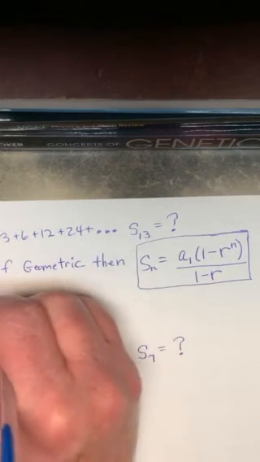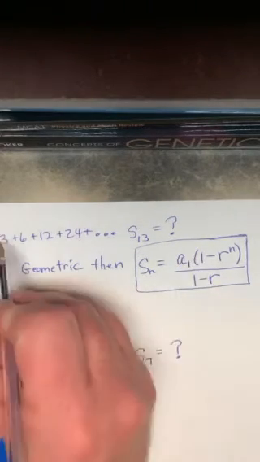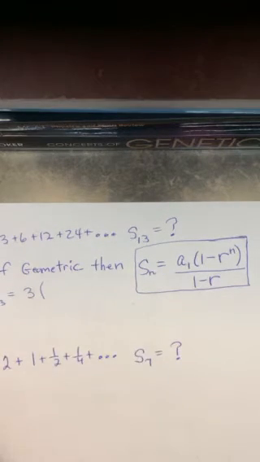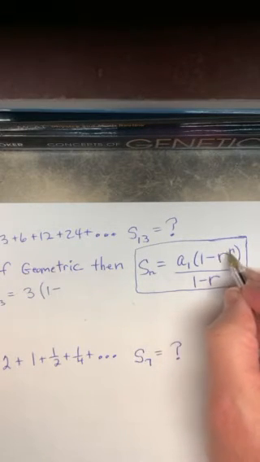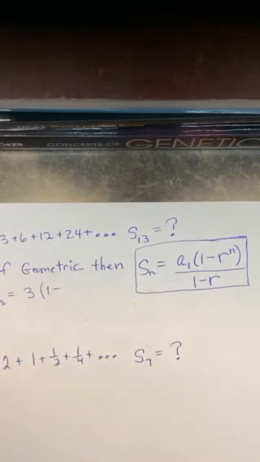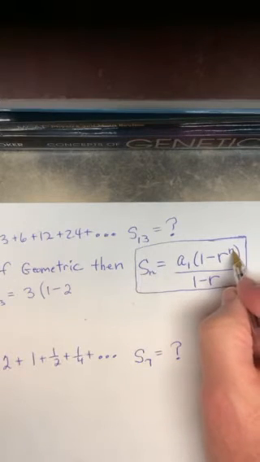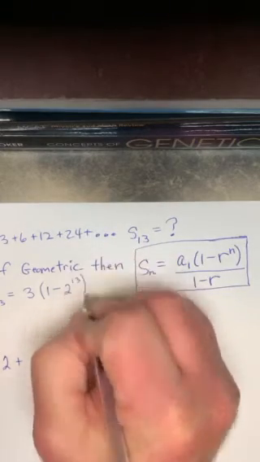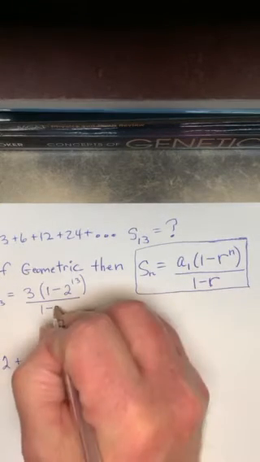I'm just going to go S sub 13 equals. Now watch, that says a1, doesn't it? My first term is what? 3 times, and in my parentheses, I've got 1 minus, now remember, r is your ratio. My common ratio. Wasn't I multiplying by 2 each time? So my ratio is 2, but I'm raising that to the nth power. And n is what? 13, isn't it? All over 1 minus, and then whatever your ratio is, which we said is 2.